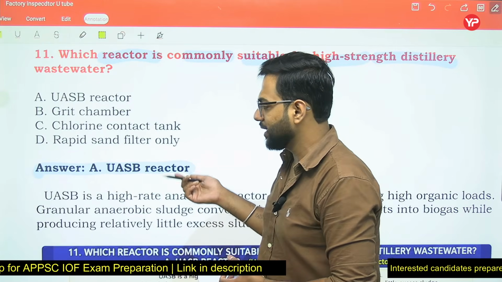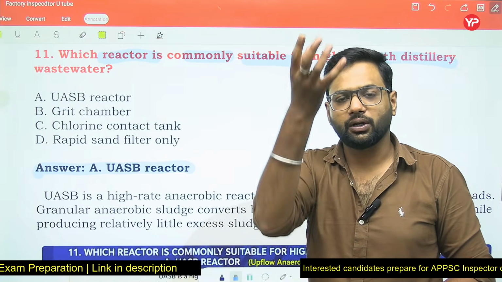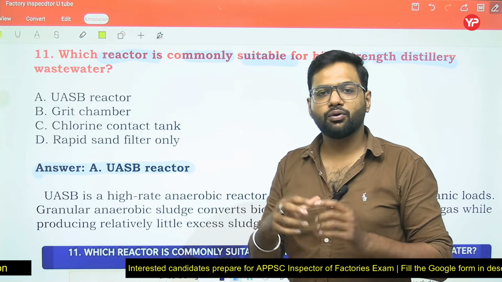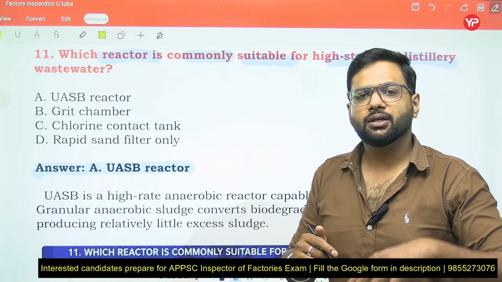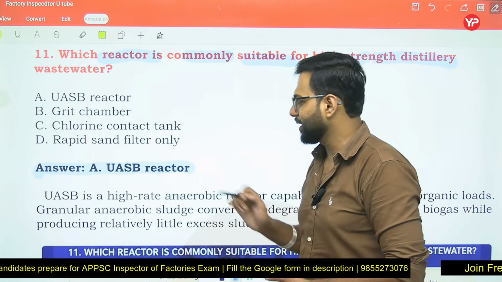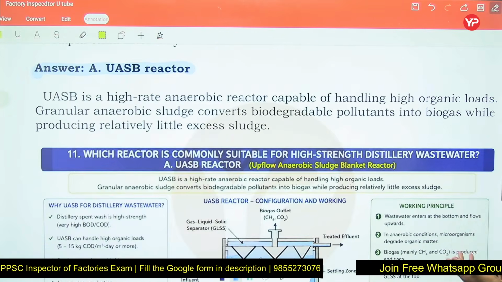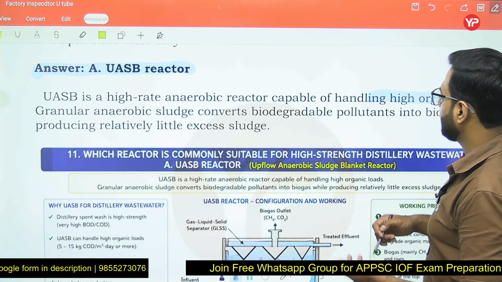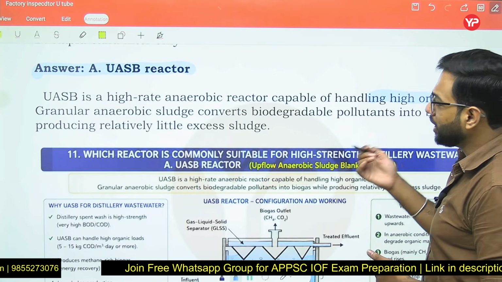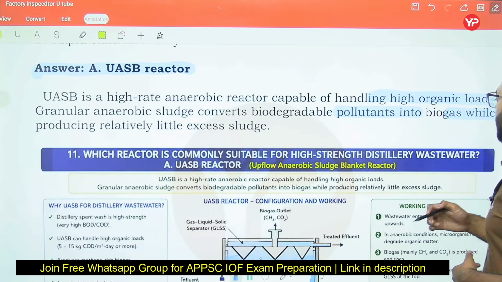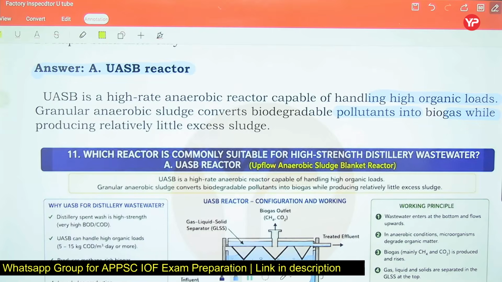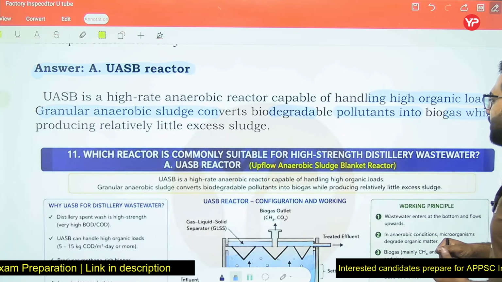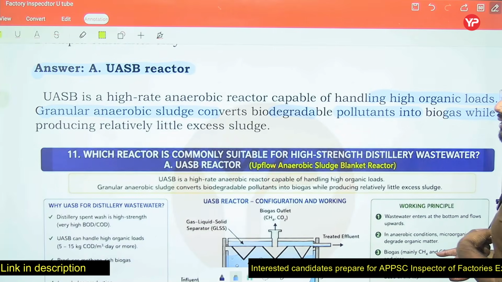In the upflow anaerobic sludge blanket reactor, the water flows from the bottom to the top, and as water flows upward, microorganisms decompose the organic matter in a closed environment. That is anaerobic decomposition. UASB is a high rate anaerobic reactor capable of handling high organic loads. Granular anaerobic sludge converts biodegradable pollutants into biogas while producing relatively little excess sludge.